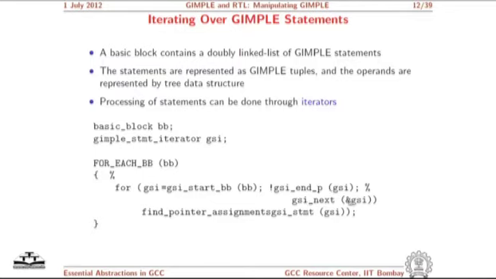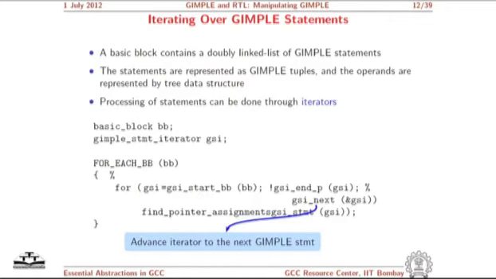So you have gsi_next and gsi_end_p. It iterates over the list, and then I say, let's say find_pointer_assignment. So I call my function with this as a parameter, and now I can look at this as a Gimple statement and I can process it. So this is the basic block iterator, this is the Gimple statement iterator: get the first statement, true if end is reached, advance iterator to the next Gimple statement and return the current statement.